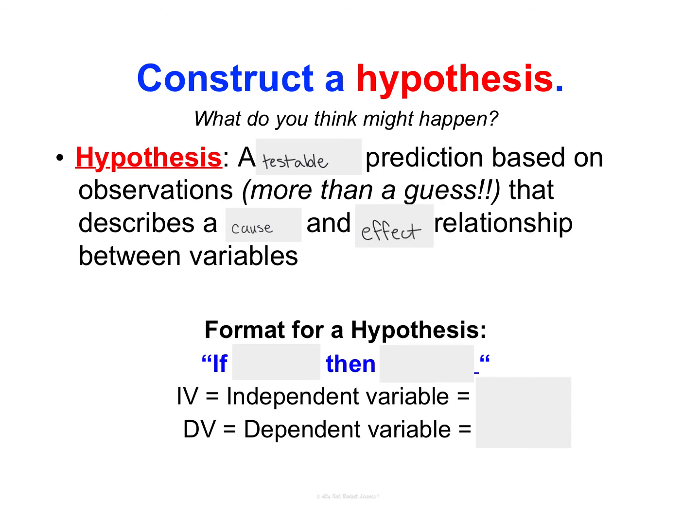So we will always set our hypothesis up in this same format. So it will always be if your independent variable, then your dependent variable. So your IV is your independent variable, and this is the cause portion of the relationship, and the DV is your dependent variable, or the effect portion of the relationship.